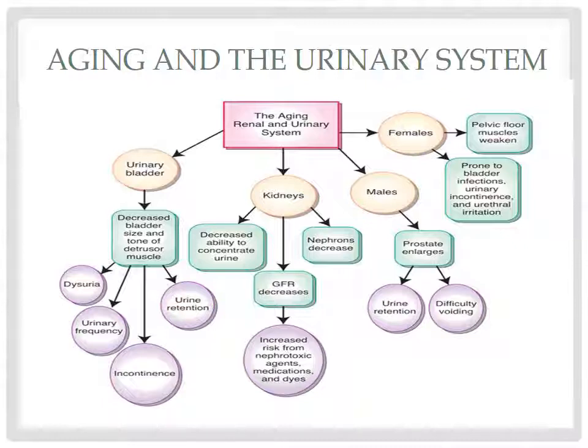There's an increased risk from drugs or agents that are nephrotoxic. Think contrast dyes and some medications. There's increased sensitivity as we age, resulting from the GFR decrease. In females, pelvic floor muscles weaken. Females are more prone to bladder infections due to the length of the urethra, urinary incontinence, and urethral irritation. In males, as they age, the prostate enlarges, contributing to difficulty voiding and urinary retention.